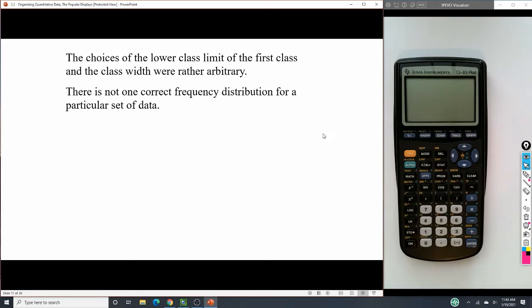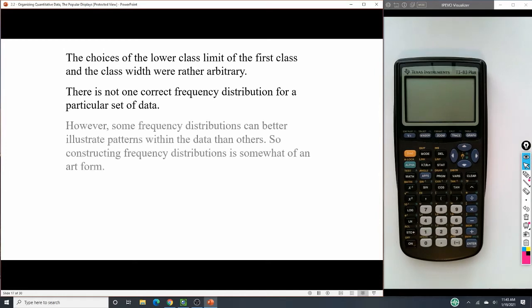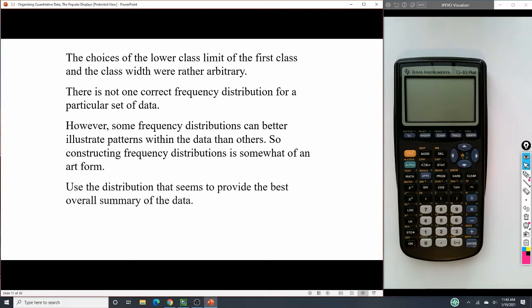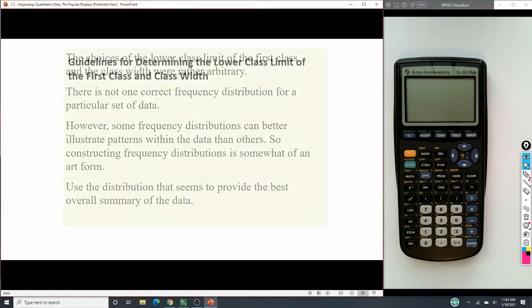All right, so here are just some things. The lower class limit and the class width are arbitrary. That's sometimes up to you. A lot of times the computer is going to tell you what they want, but if you were doing this on your own for a report or something, it would be about what is the best visual, what are you trying to get across the most. There's not one correct frequency distribution for a particular set of data. We can have multiple that give us different views. Some of them do a better job of illustrating the patterns, so we do want to be careful.